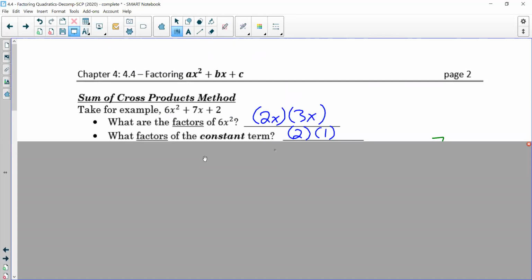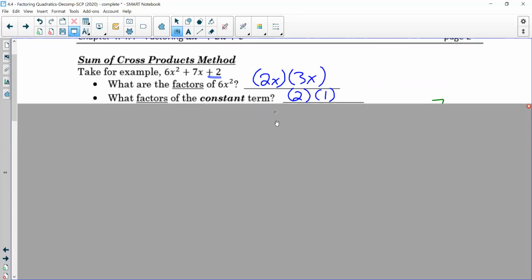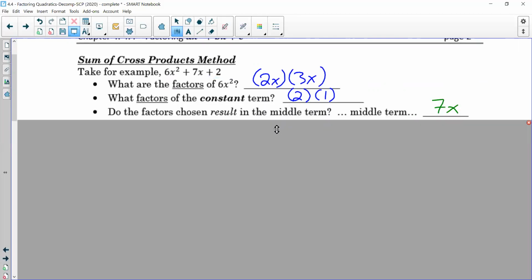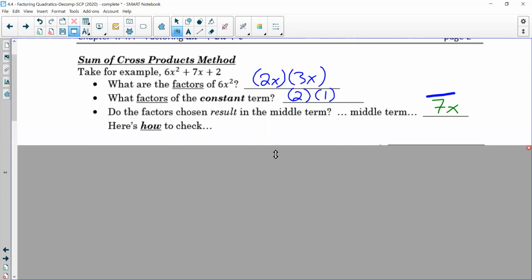We're also going to take a look at factors of the constant term, so the c value. Two numbers multiplied to 2. Well, 2 and 1 are probably the first ones that come to mind. So where the trial and error comes into play is here. We want to be able to manipulate these factors in such a way that they produce 7x. Now, here's how this works and why it's called sum of cross products. So let's see if you understand. Here's how to check.